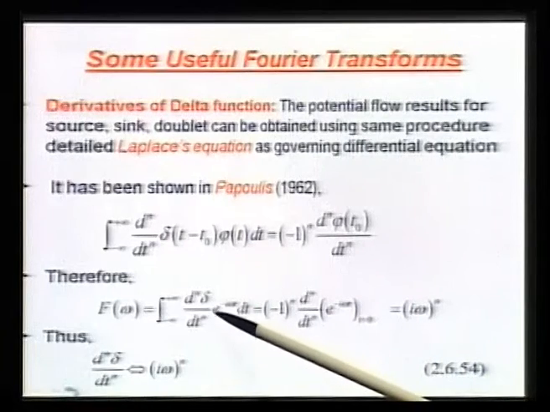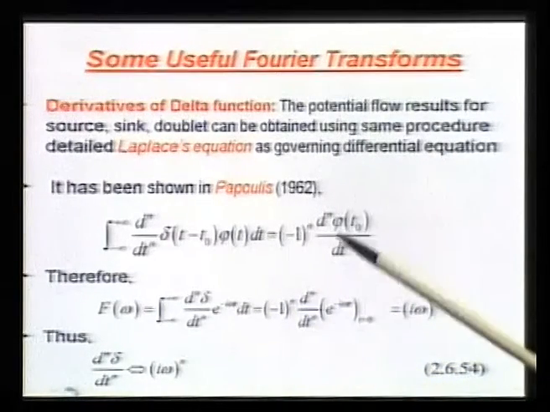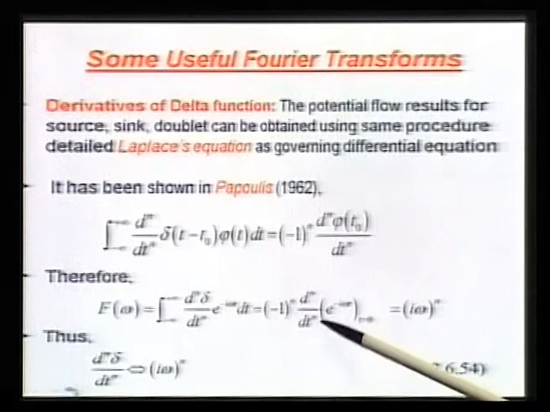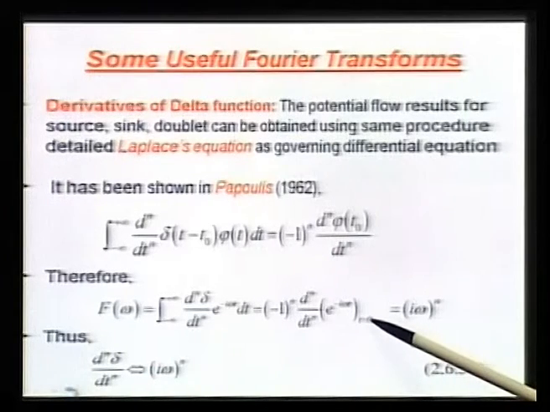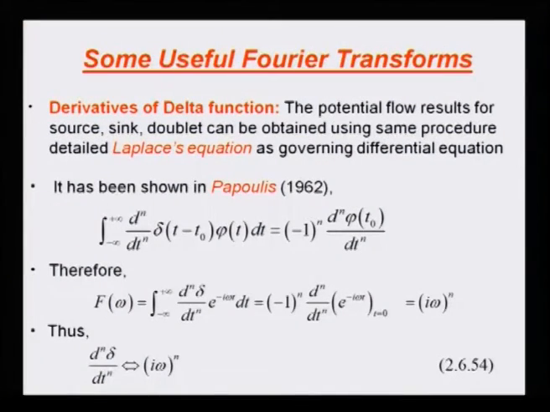Now, you can see here phi of t is this e to the power i omega t, right. So, that will be minus 1 to the n, d n dt n of phi of t at t equal to 0, right. So, what do I get? I get this.